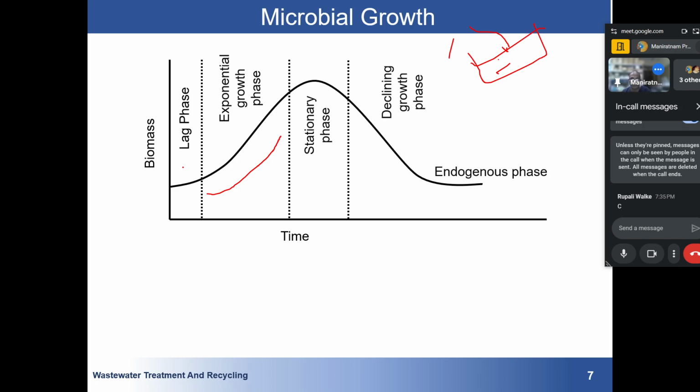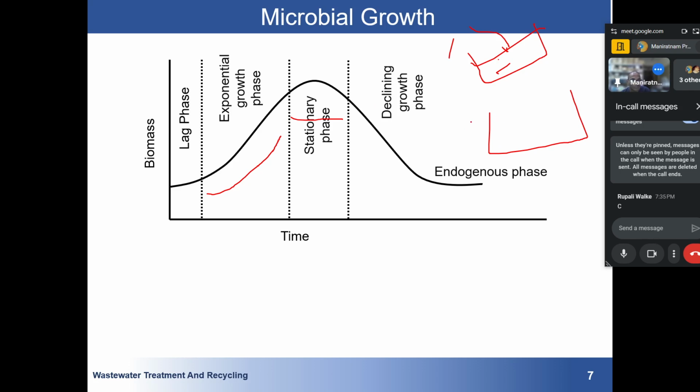But after some time, as microbes don't have a large lifespan, their cells will start to deteriorate, and at the same time the food which was available has started to decline. The rate at which they are producing new cells, at the same rate they will start to die. That phase is known as the stationary phase. You can see that the population is almost constant, but remember, at the same time they are dying also, and the amount of food is also decreasing.